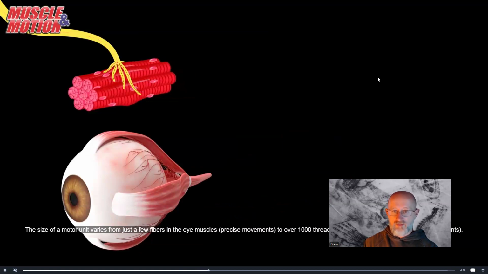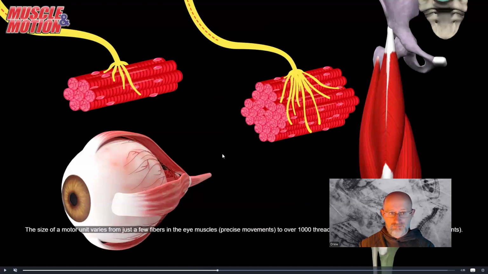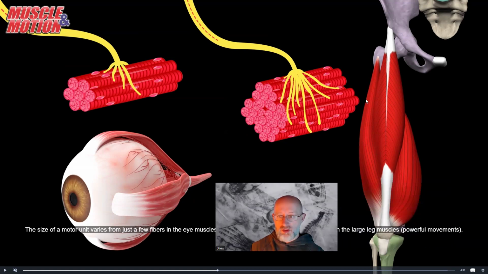So pretty much every muscle in the body will have a nerve that connects to it. And then depending on the size of the muscle, you might have really fine motor units. So think of your eye muscles, or if you're looking at your leg, you might have really huge motor units that connect to the leg. So the bigger the muscles, you're going to have a lot more motor units and a lot more nerves branching off into the actual muscle themselves.